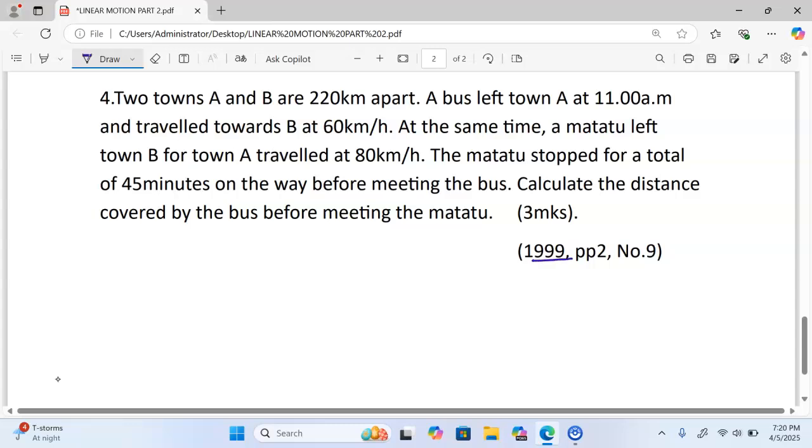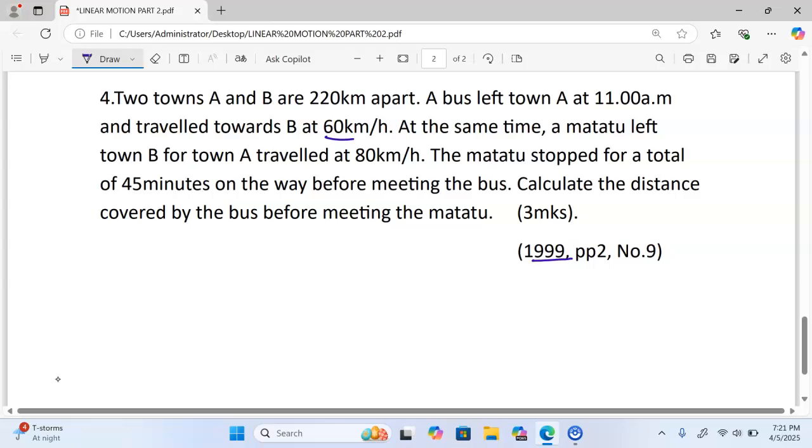KCSE 1999 part 2 question number 9. The question reads: two towns A and B are 220 kilometers apart. A bus left town A at 11:00 a.m. and traveled towards B at a speed of 60 kilometers per hour. At the same time, a matatu left town B for A and traveled at 80 kilometers per hour. The matatu stops for a total of 45 minutes on the way before meeting the bus. Calculate the distance covered by the bus before meeting the matatu.